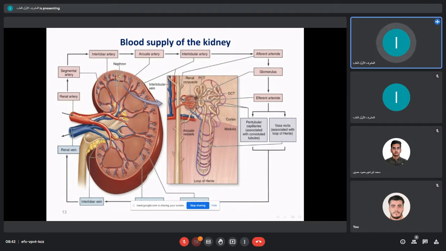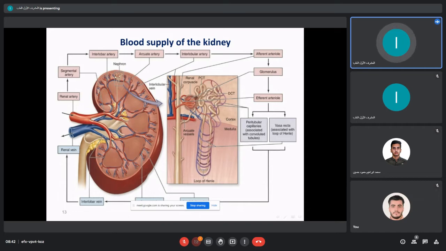Starting from the renal artery that enters the kidney here at the medial concave border, which is called the renal hilum. The renal artery divides into two main arteries, each of them called the segmental artery. This division occurs in the hilum, and then each of those segmental arteries will divide into further branches called the interlobar arteries. They're called interlobar because they extend between the pyramids, between the lobes.